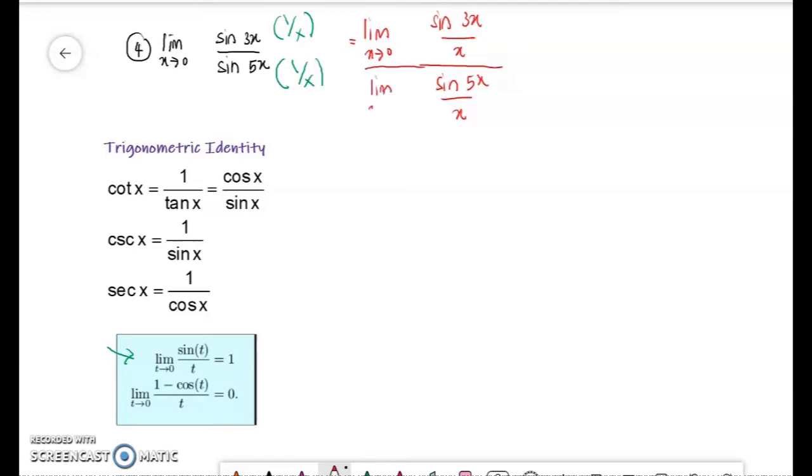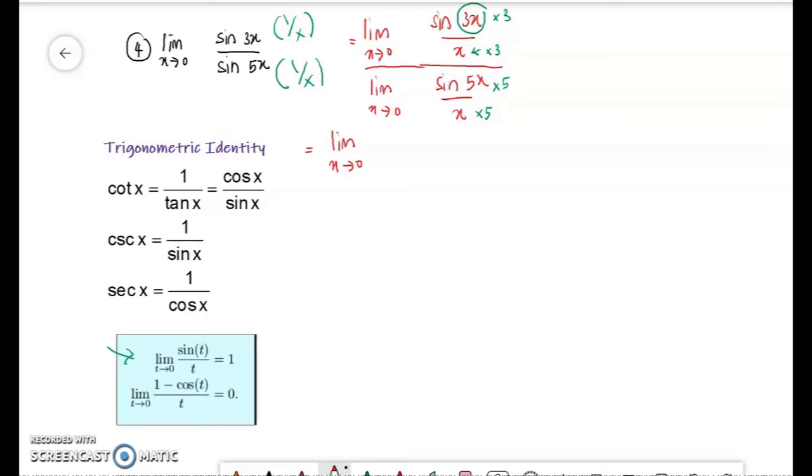So here we write down the limit x approaches 0. Now we want to follow the properties. So this one is 3, so this one also needs to times with 3. The up and down, numerator and denominator, need to times with 3. Oh sorry, not 3, times with 5. This one also times with 5.